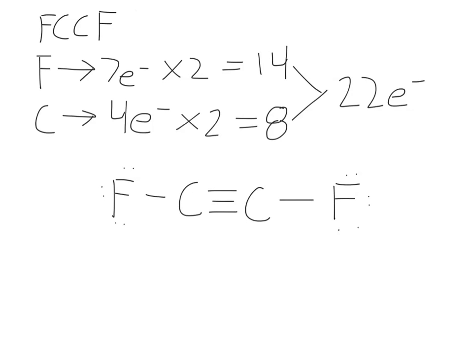To start things off, I'm going to do the Lewis dot structure because that helps me do the VSEPR diagram. So, looking at the periodic table, I know that fluorine has 7 electrons. There's 2 of them, so that makes 14. Carbon has 4 valence electrons. There's 2 of them, so there's 8. Altogether is 22 electrons. So we have 2, 4, 6, 8, 10, 12, 14, 16, 18, 20, and 22 electrons.